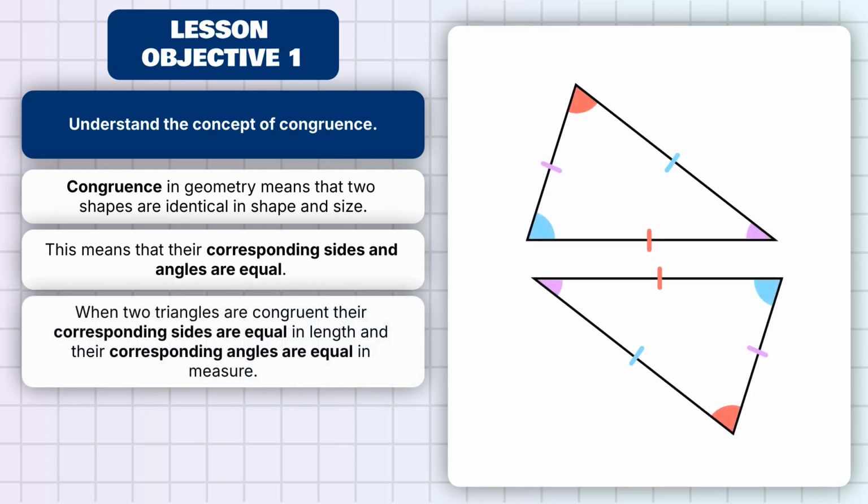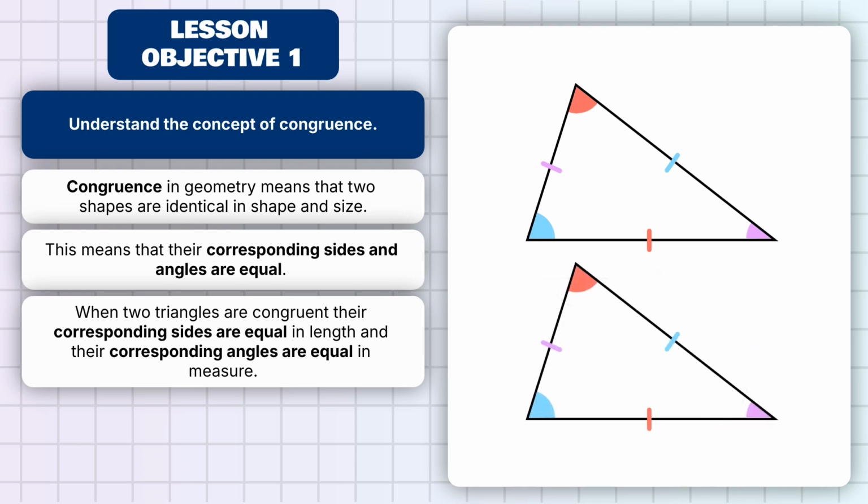When we say two triangles are congruent, we mean that their corresponding sides are equal in length and their corresponding angles are equal in measure. They may be flipped, moved, or rotated, but if we reposition them, they should overlay each other perfectly.